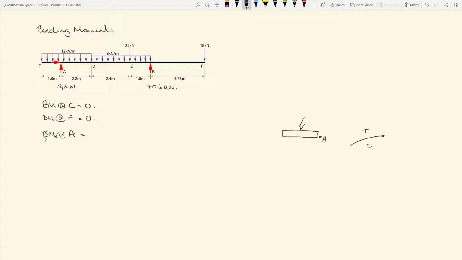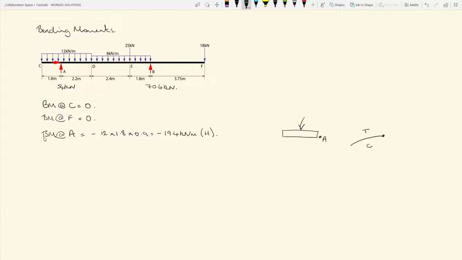So we end up with minus 12 times 1.8 times 0.9, and that equals minus 19.4 kilonewton meters, and as I said earlier on, that is a hogging moment. So it's going to give tension on the top. So if you recall, we draw our bending moment diagram on the tension side. So at that particular point, we are going to have our bending moment diagram drawn on top of the beam.